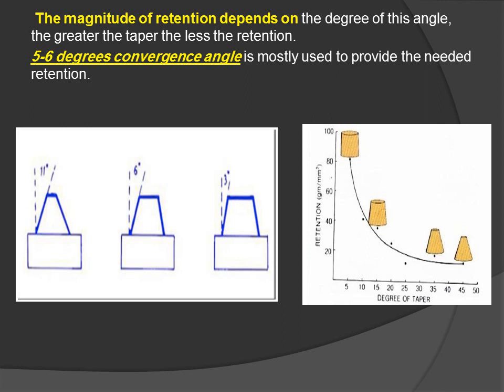I don't obtain this degree by tilting my hand 5 or 6, no. I obtain the 5 or 6 degrees because the burs that are used to prepare the crown are usually constructed to be tapered. So the taper of the bur will give me the convergence angle that I need.